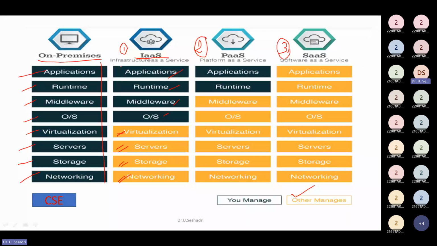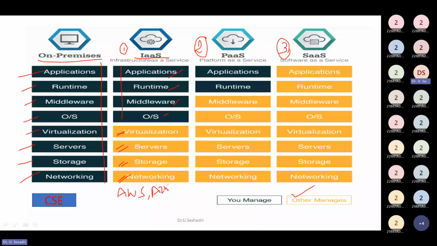You are using infrastructure as a service. Sir, what are the examples for infrastructure as a service? The examples for infrastructure as a service are AWS, Amazon Web Services, Azure, and Google Cloud. Those are the examples for infrastructure as a service.